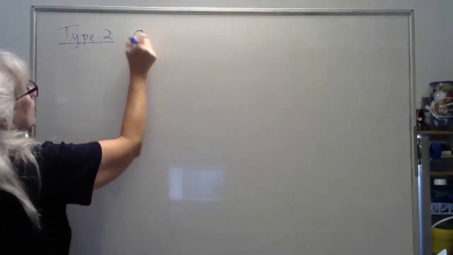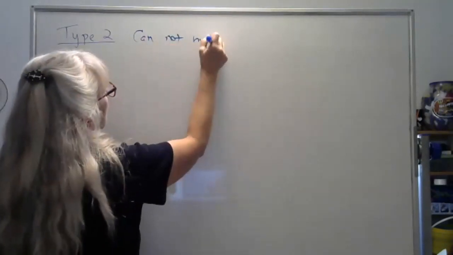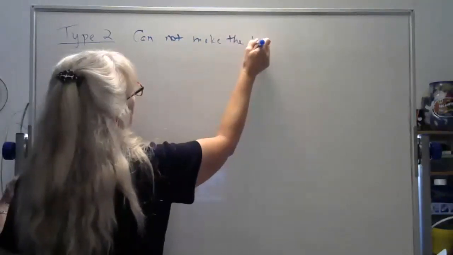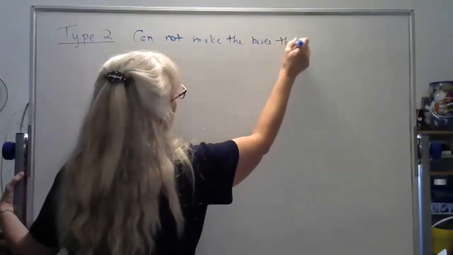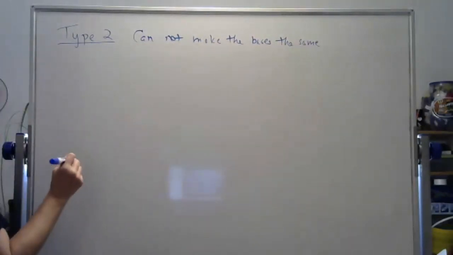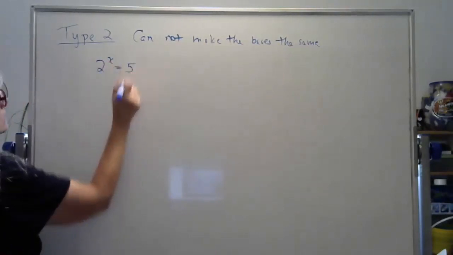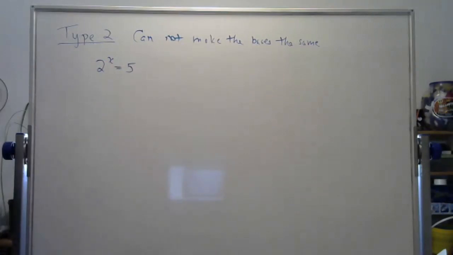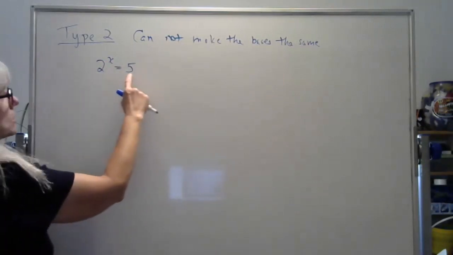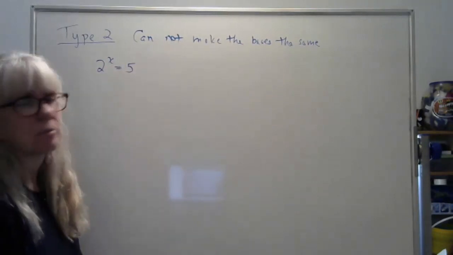Okay, so type 2 for today. You cannot make the bases the same. So there's no way to make those bases into the same number. So we'll do a really quick case of this. So this might be 2 to the x is equal to 5. So 2 to the x equals 5. So there's no way to make a 2 into a 5, and there's no way to make a 5 into a 2. So I'm stuck. I can't do anything with that.